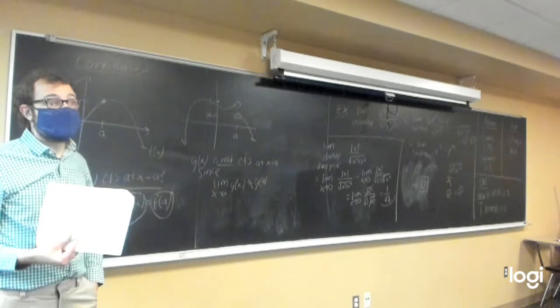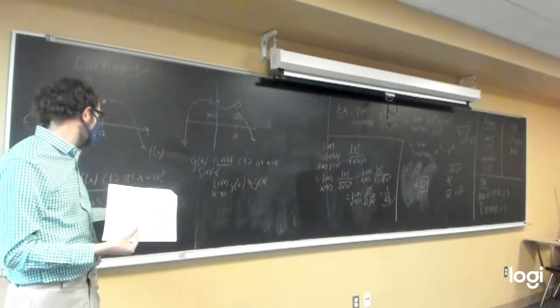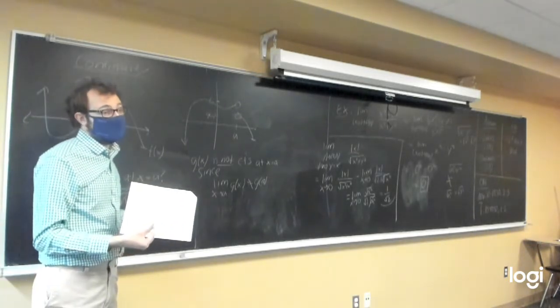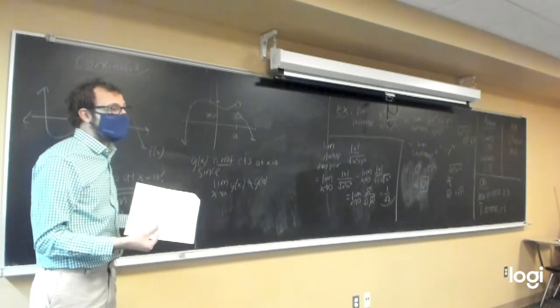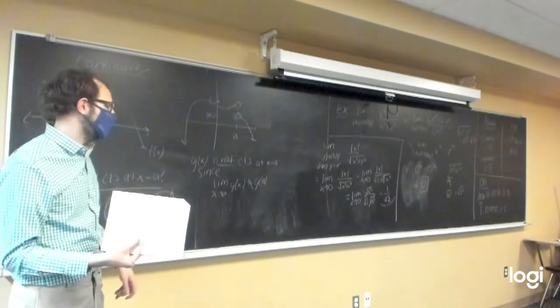So in order to be continuous, you have to have all three. The limit has to exist, the value of the function at your point has to exist, and they have to be equal to each other.